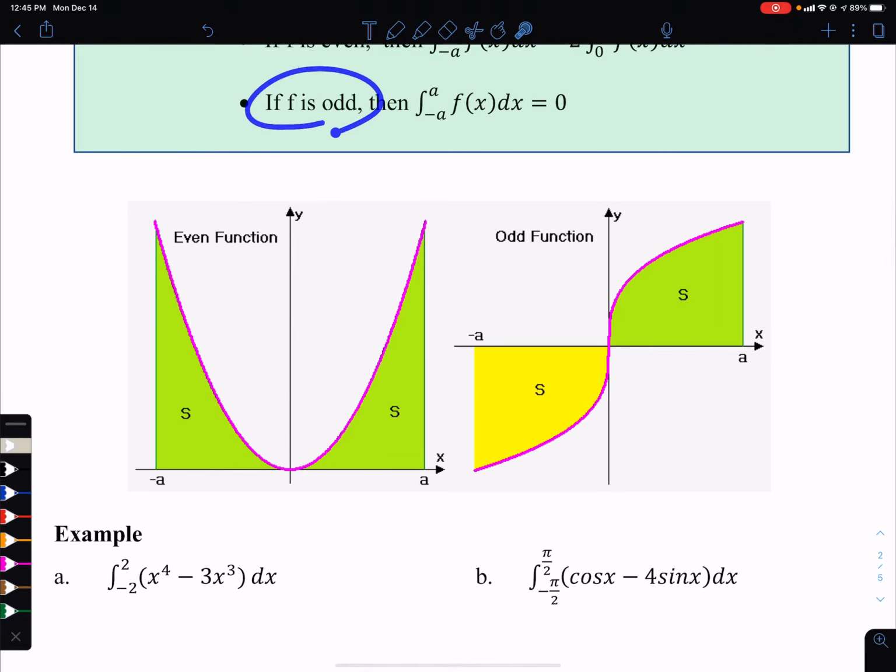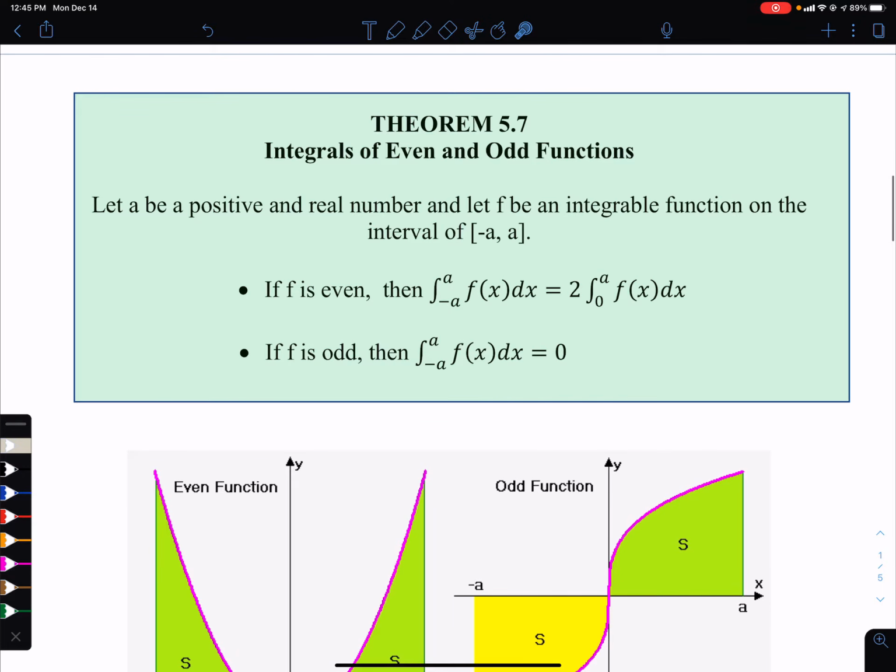Now, if it's odd, here's an example of an odd function. If you integrate from negative a to a, it should be obvious that this net area and this net area are going to cancel each other out. So you're just going to get 0. So when you integrate an odd function from a negative endpoint to the same positive endpoint, those areas will cancel out for a net area of 0. So that's what that theorem says.